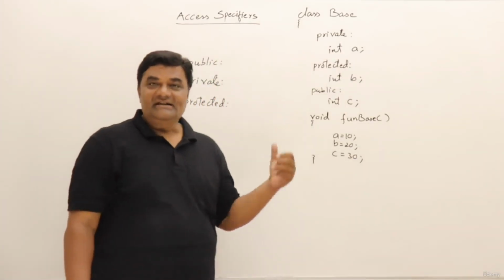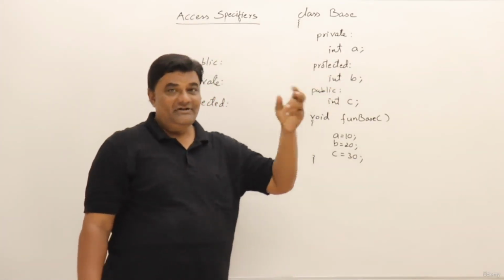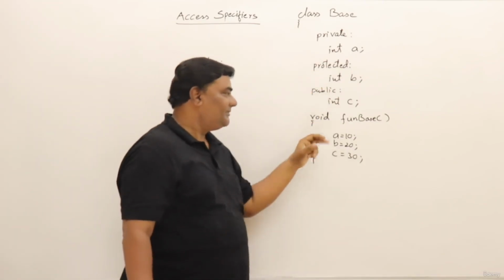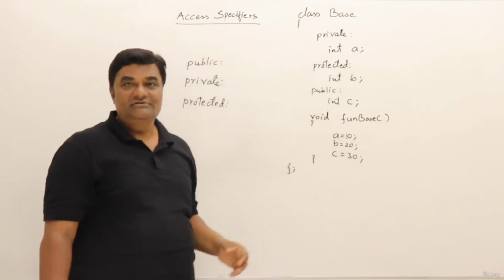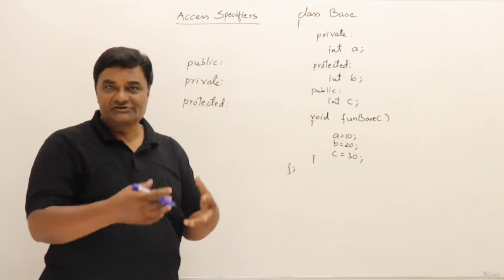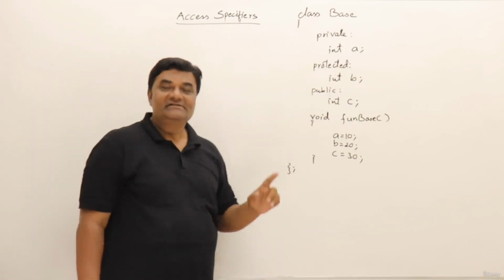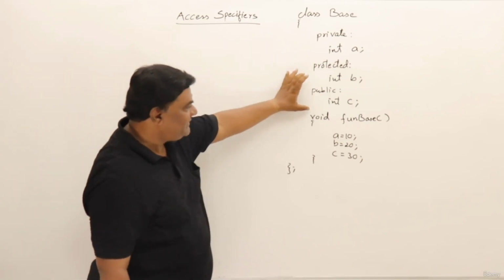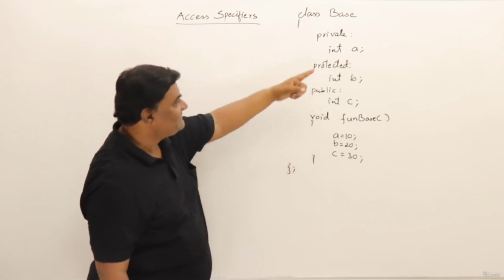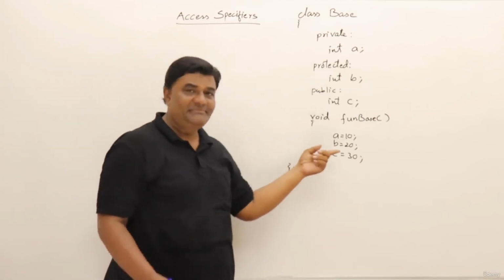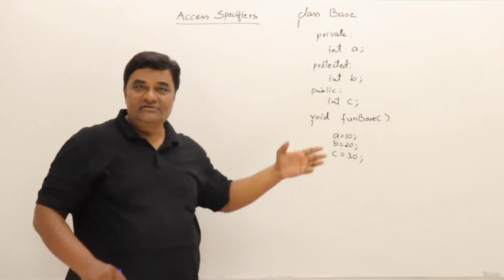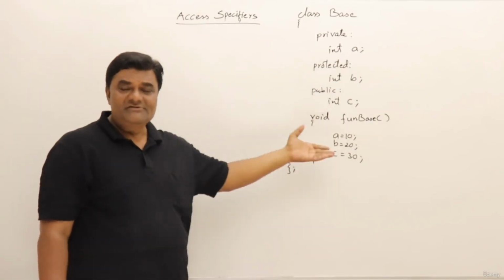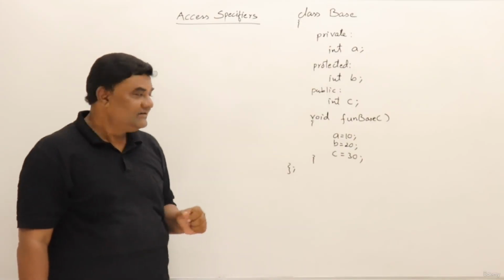Now this is a complete example. I have a base class having all types of members: a private member, a protected member and a public member, and I have a function which is just assigning values to them. Now let us study this. A function is accessing all those members, and accessing means trying to read or write. In this example it is writing the values. So yes, it is allowed. These are the members of the same class, so it can access.